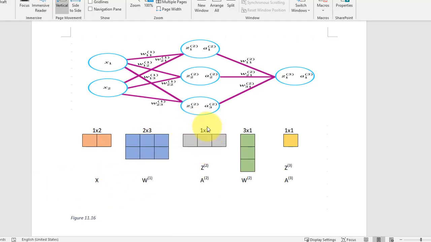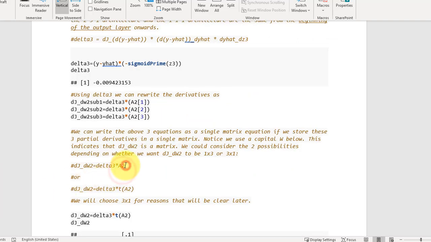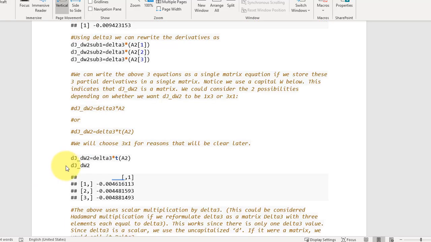It's just that, do we want it to be 1 by 3, or do we want it to be 3 by 1? If we leave it just like this, then the derivative will be a 1 by 3. But if we do the transpose first and then multiply by delta 3, then this will be a 3 by 1. So we will choose 3 by 1 for reasons that will be clear later. But it doesn't matter exactly. We'd have to adjust other factors. But anyway, we're going to do the transpose.